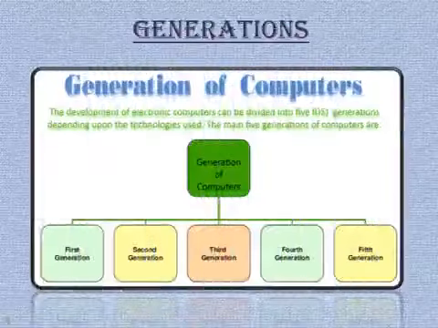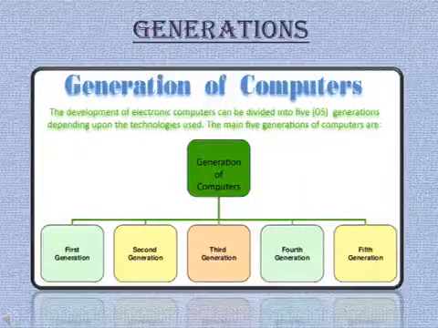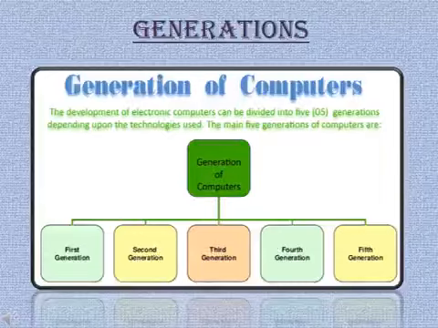Generation of computer. The development of electronic computers can be divided into 5 generations depending upon the technologies used. The main 5 generations of computers are first generation, second generation, third generation, fourth generation, and the last, fifth generation.